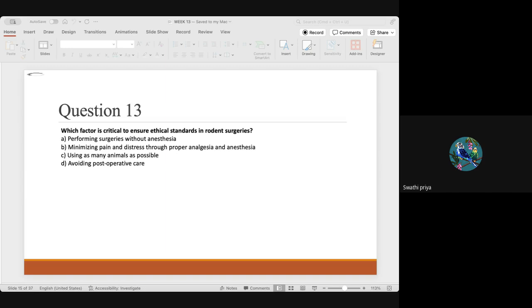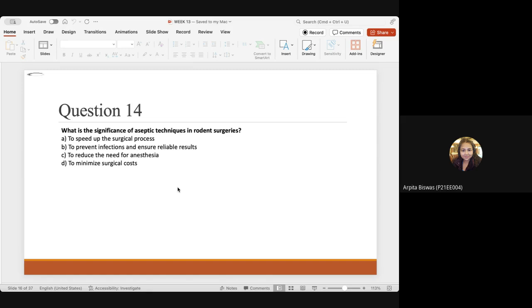Option B, ma'am. Yes, option B is the right option. Minimizing pain and distress through the proper analgesia and anesthesia. So next, question number 14. What is the significance of aseptic techniques in rodent surgeries? First, to speed up the surgical process. Second, to prevent infections and ensure reliable results. Option C is to reduce the need for anesthesia, and option D, to minimize the surgical cost.